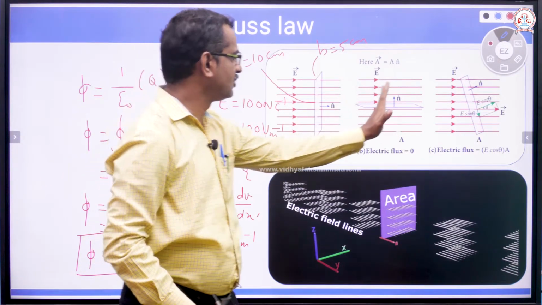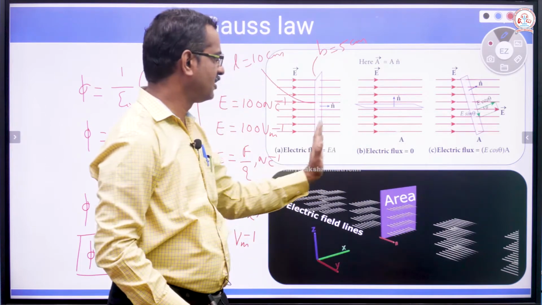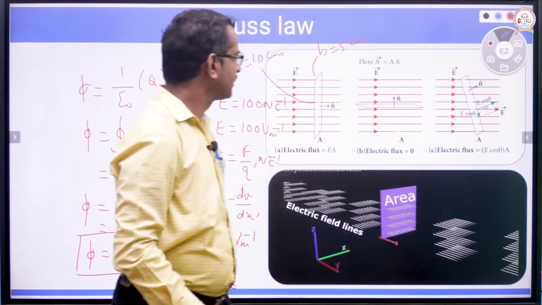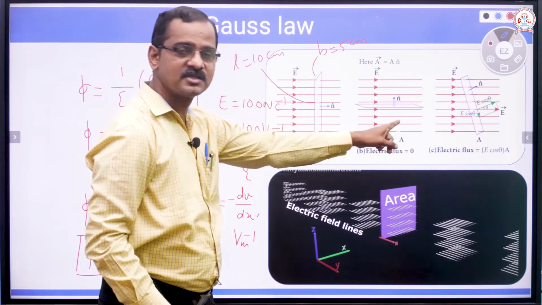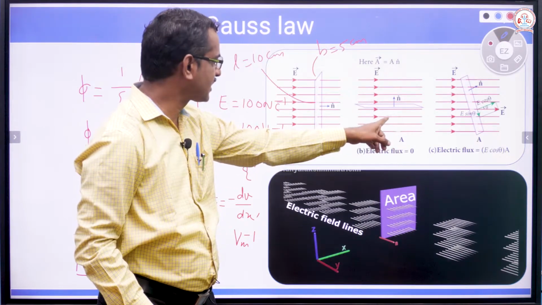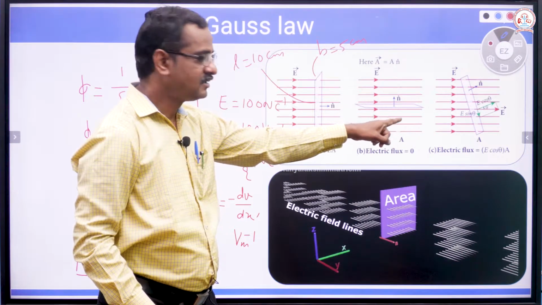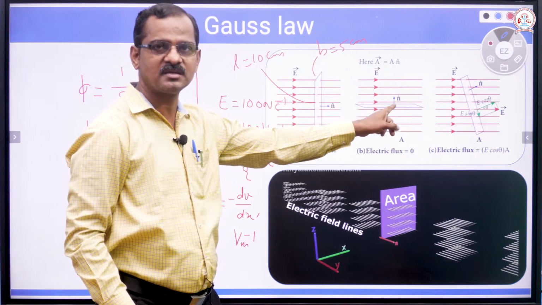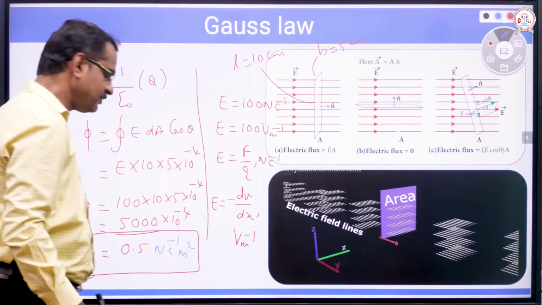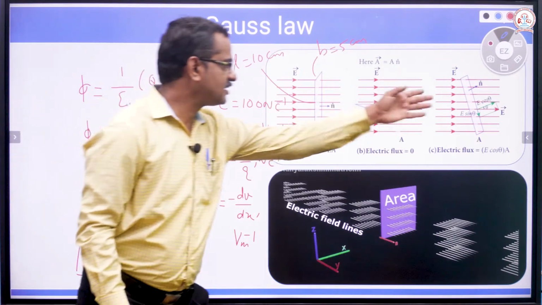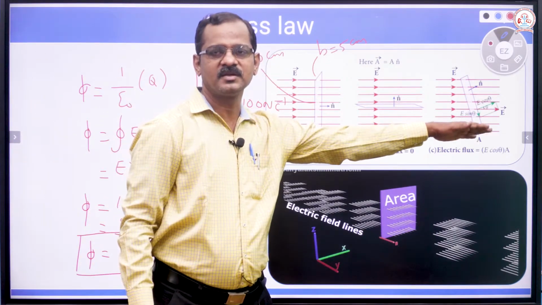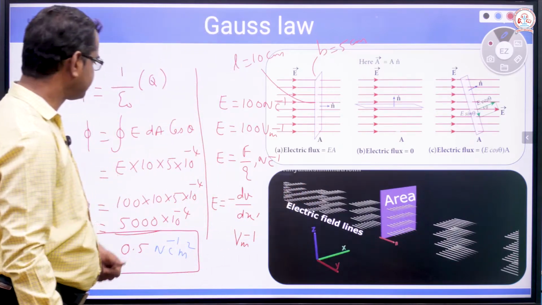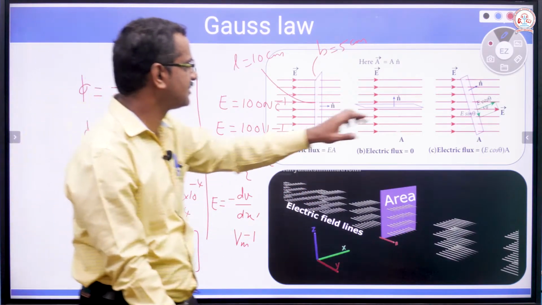Like this we can find out electric flux by substituting the values of theta here, okay. In the second case, theta is 90 degree. Theta is the angle between normal and electric field, so theta is 90. Cos 90 is 0. Then flux phi will become 0. In the third case, whatever theta is given, based on that we have to substitute the values. Children, I hope you understand this.